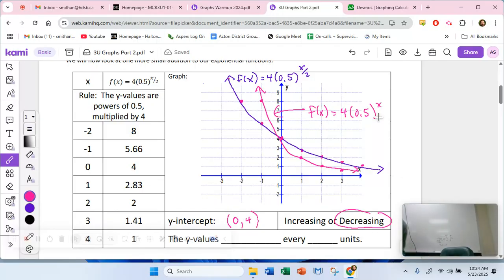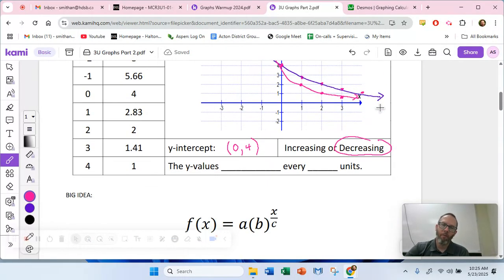Did anyone see what the rule is for this graph? Forrest, you see what it is? It takes 2 units for it to decrease. Exactly. So for this one, it took 2 units to go to 4, another 2 to go to 2, and another 2 to go to 1. There is a rule for how you go to 8 to 5.66 to 4, but it's overly complicated for our purposes. This is a simpler rule. Easier, rolls off the tongue. The y values halve because of the 0.5.